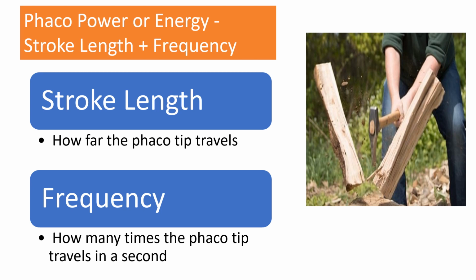The console of the Phaco machine sends electrical impulses to drive the Phaco tip inside the eye. The Phaco tip travels a certain distance to cut the nucleus piece. The more the tip travels, the more force it gains to break the nucleus. Hence, the harder the cataract, the more force required, and hence the more stroke length that is required.